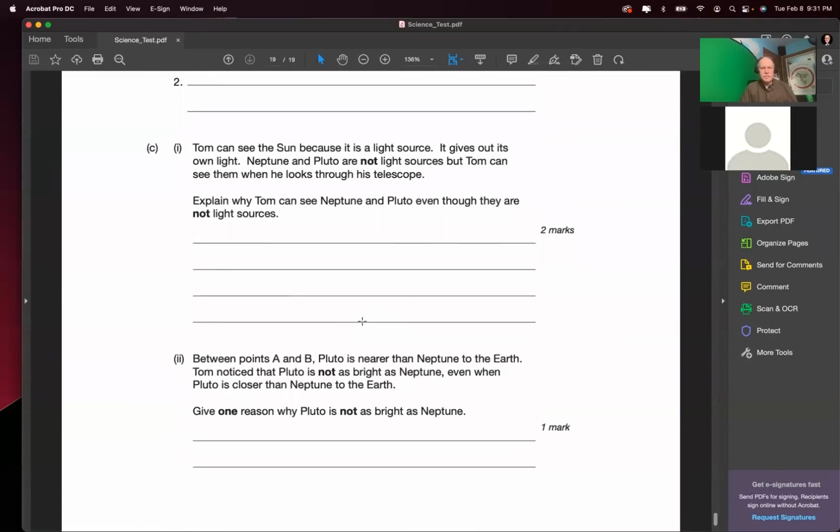Tom can see the sun because it is a light source. It gives out its own light. Pluto and Neptune are not light sources, but Tom can see them when he looks through his telescope. That must be one hell of a telescope because I can't even see Pluto, and I got a 10-inch Meade. At least I can't identify it. So explain why Tom can see Neptune and Pluto, even though they are not light sources. You could say that the sunlight is reflecting off of them.